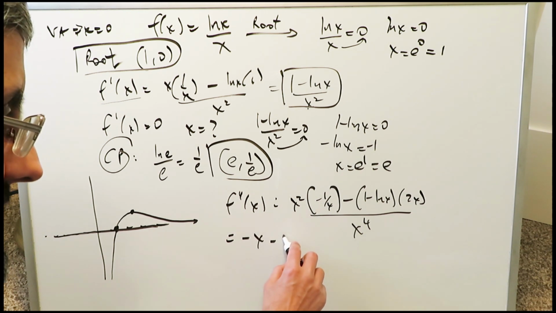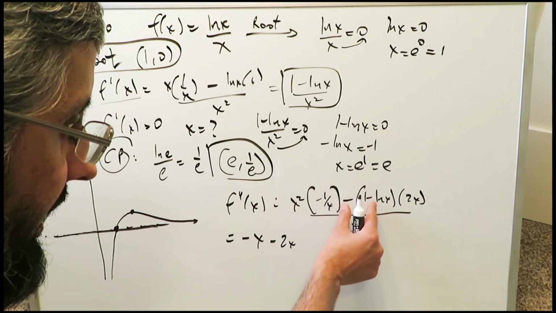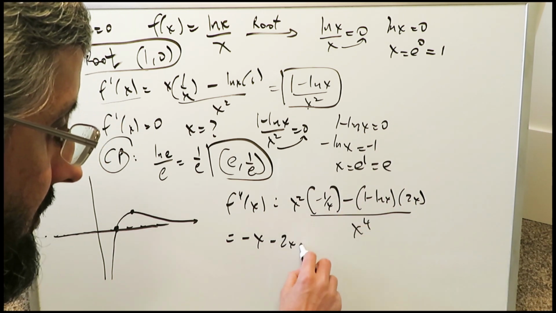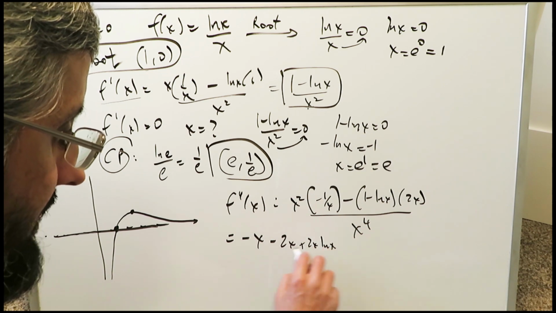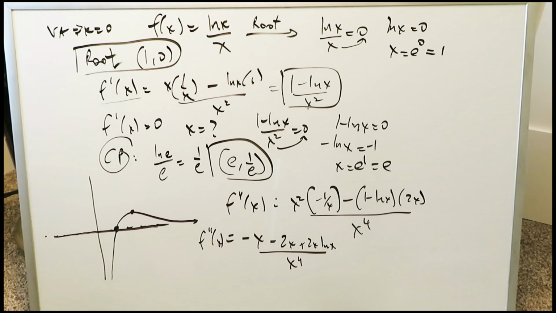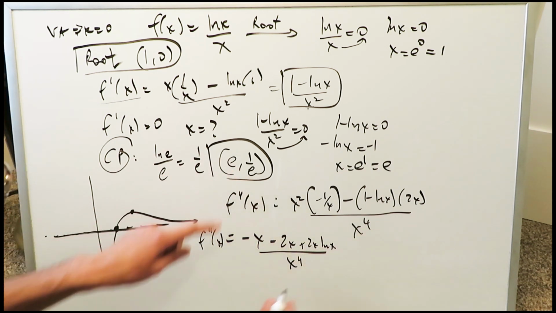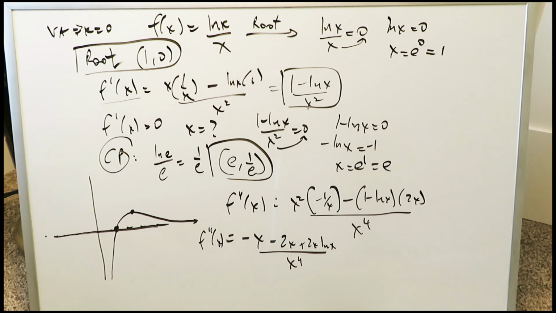Then you're getting a minus, this 1 with this 2x is a minus 2x, then this minus is a positive, plus 2x natural log x over x to the power of 4. This right here represents my second order derivative. If I take this critical point x value and put it in place of this x, and I get a negative value, I'm looking at a relative maximum. If I get a positive value, I'm getting a relative or local minimum.